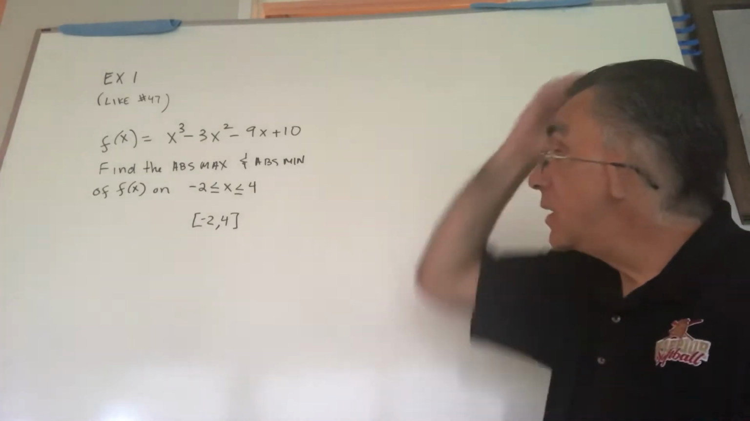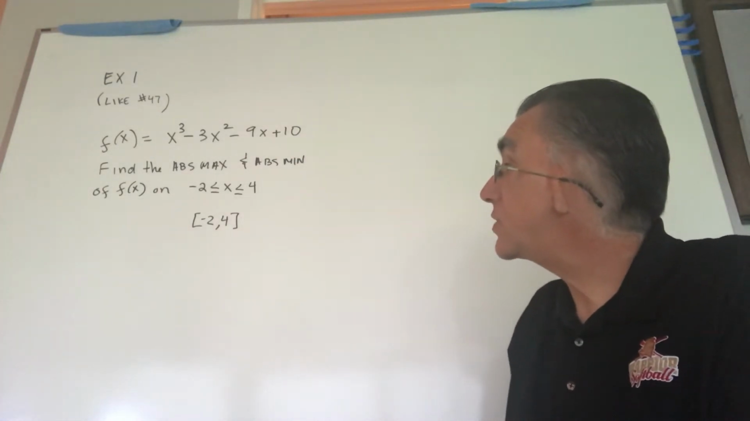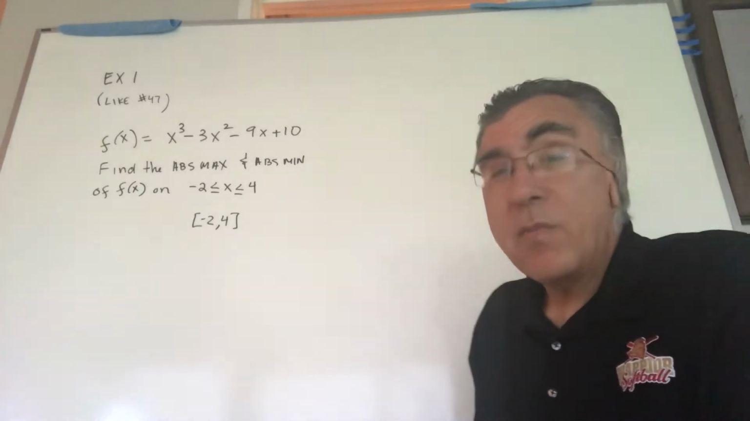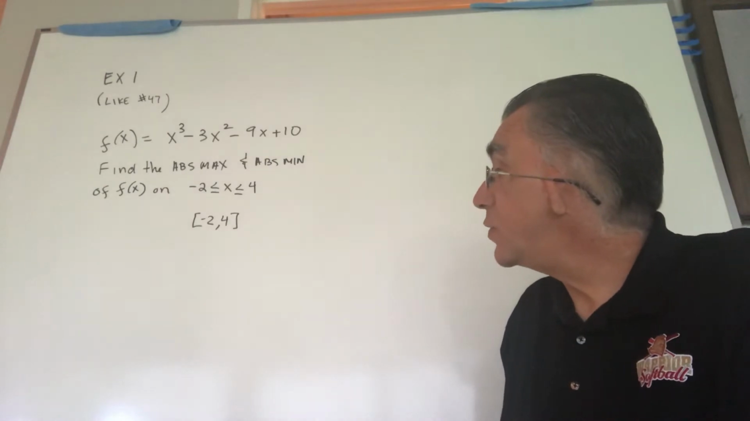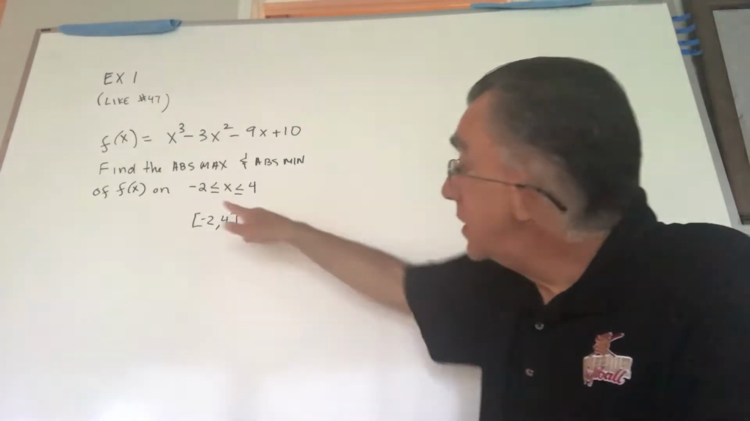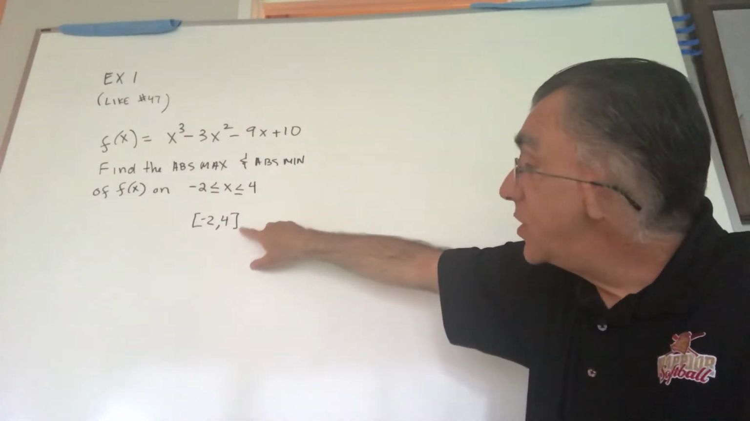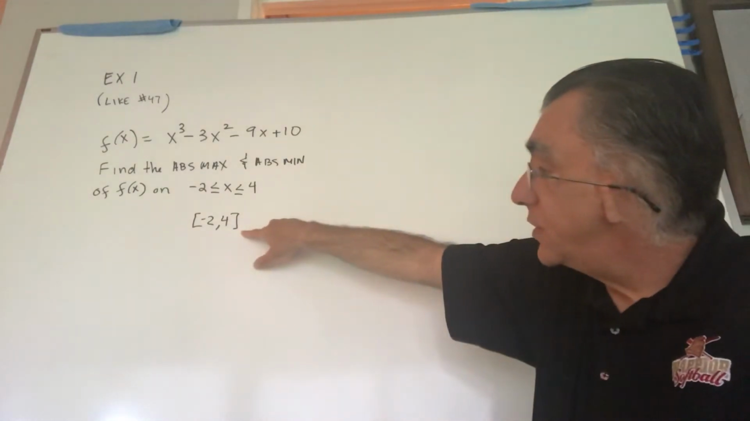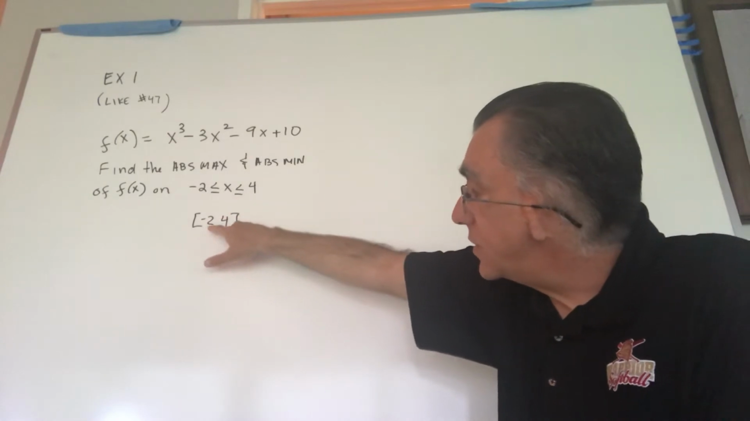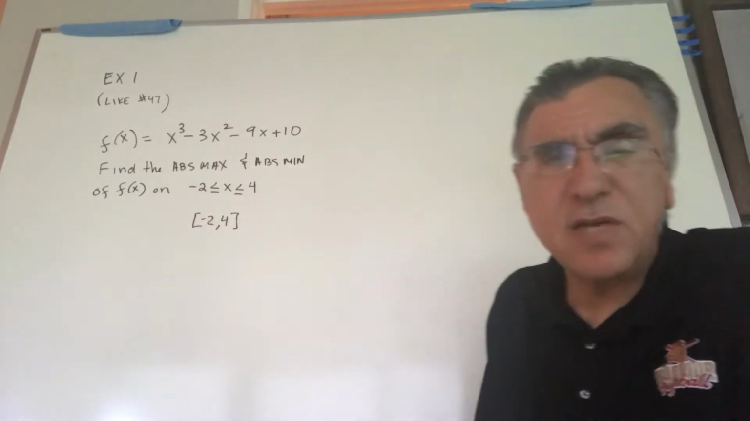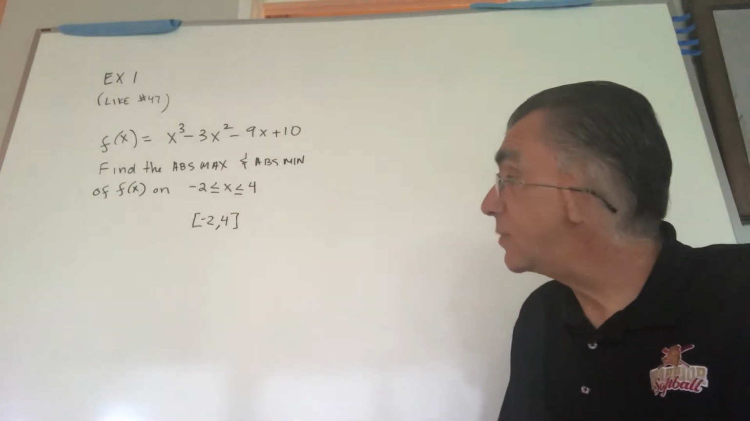Okay, so the question is, if we have a function x to the third minus 3x squared minus 9x plus 10, we want to find the absolute max and the min on the interval -2 to 4. Just to be clear, I usually write it in the regular algebra notation. Your textbook writes what's called interval notation, where the brackets mean the same thing as this. So this just means -2, and that just means 4. Don't worry if you haven't seen that before. Just realize that sometimes the book uses that.